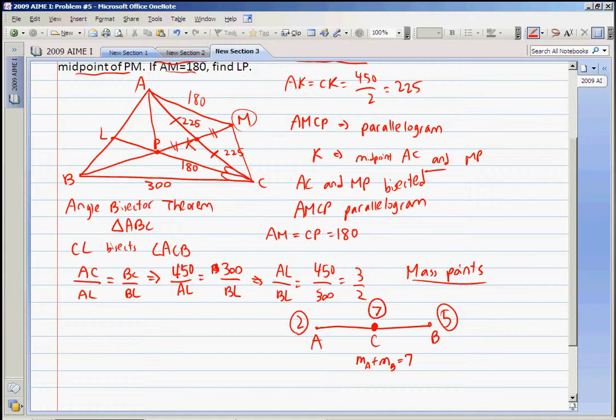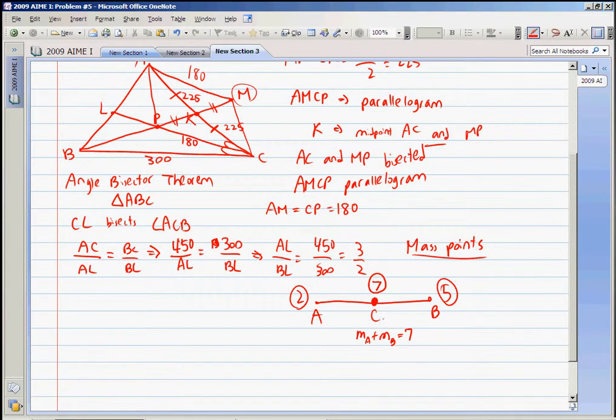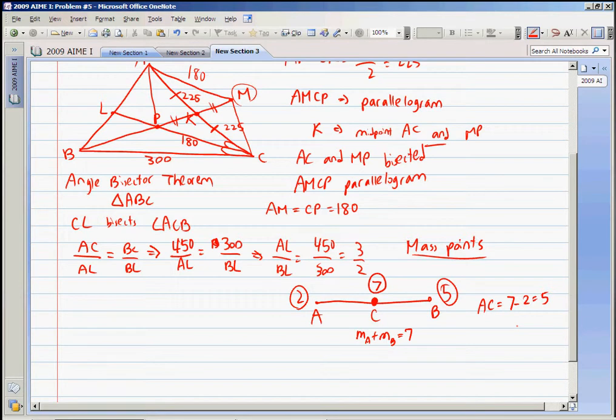And in order to have the masses balance the center, we have to make sure that both of the points are at appropriate distances from the center mass. Since point A has mass 2 and point C has mass 7, the difference between the two masses is 5. And the difference between the masses 7 and 5 at C and B respectively is 2. So the ratio from AC to BC is 5/2.